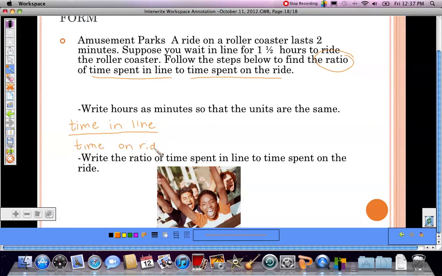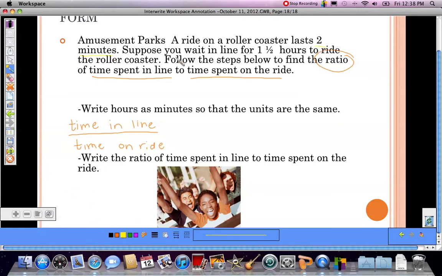And since in the question the time in line came first, it needs to go in the numerator's position. Time spent on the ride came second, so it goes in the denominator's position. Always write your ratios in the order that they are written. All right, let's try to fill in some of this information that we know. We know the ride on the roller coaster lasts 2 minutes.